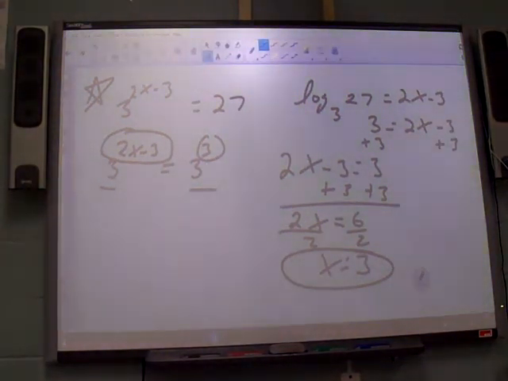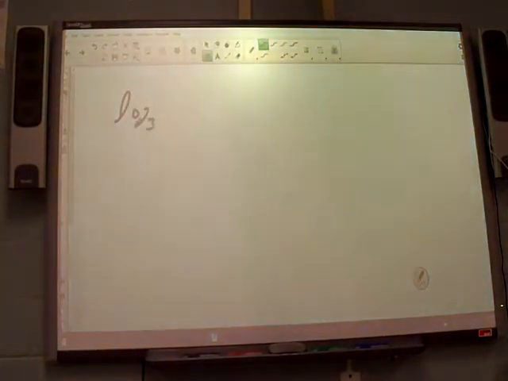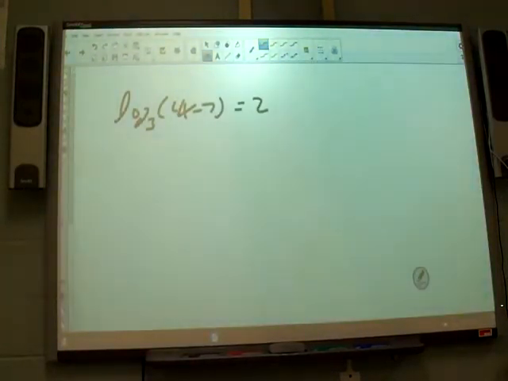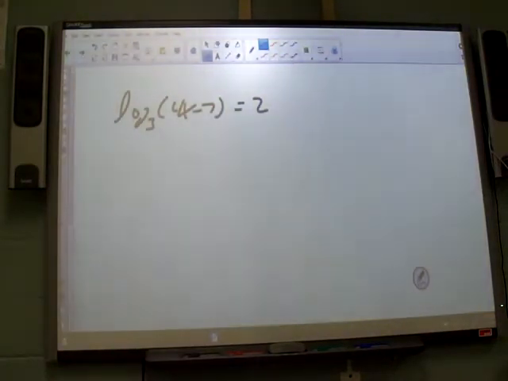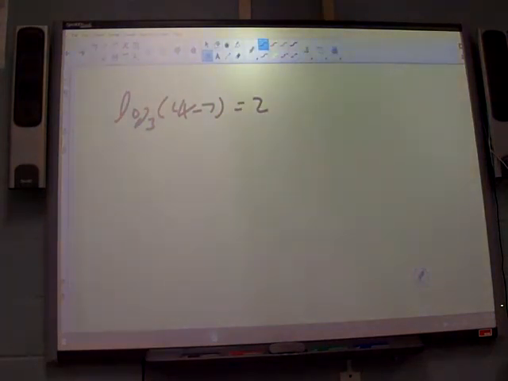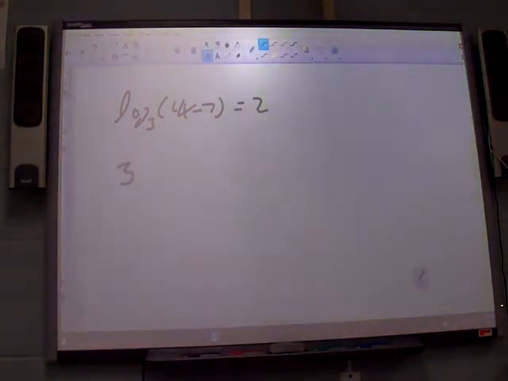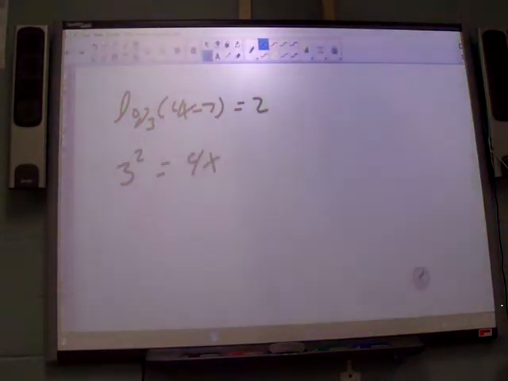Alright, on 14, I didn't know as many options on it. We got log base 3 of 4x minus 7 is equal to 2. Now you couldn't just put this in the calculator because we got a variable. So the only route I thought of was this is log form, so rewrite it in exponential form. So we've got a base of 3, 3 to the, my exponent is 2, equals 4x minus 7.